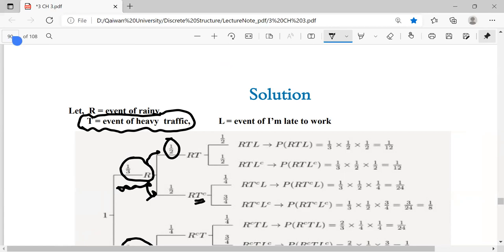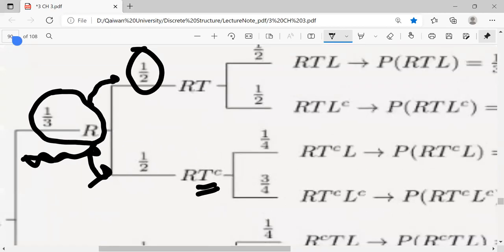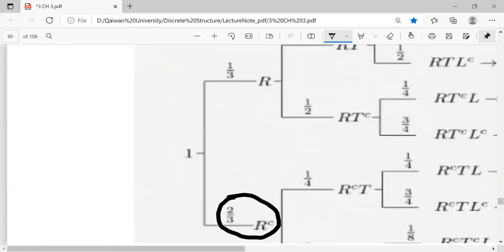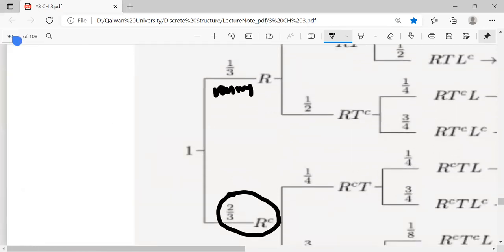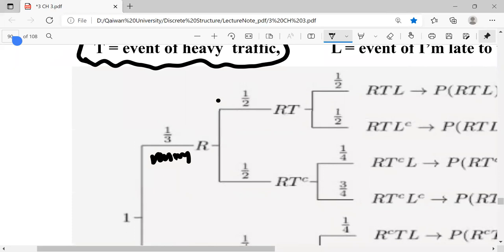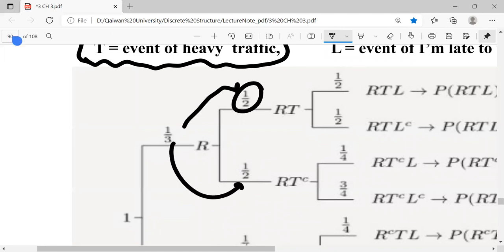And for not heavy traffic, as you see, it's written down here, T complement. T is used for heavy traffic. For rainy, if it's rainy, then it's heavy traffic at 1/2. That means the probability of R and T is 1/2. And R and T complement, that means rainy and not heavy traffic, is also 1/2. So for rainy, if it's heavy traffic, it's 1/2, and if it's not heavy traffic, it's still 1/2.